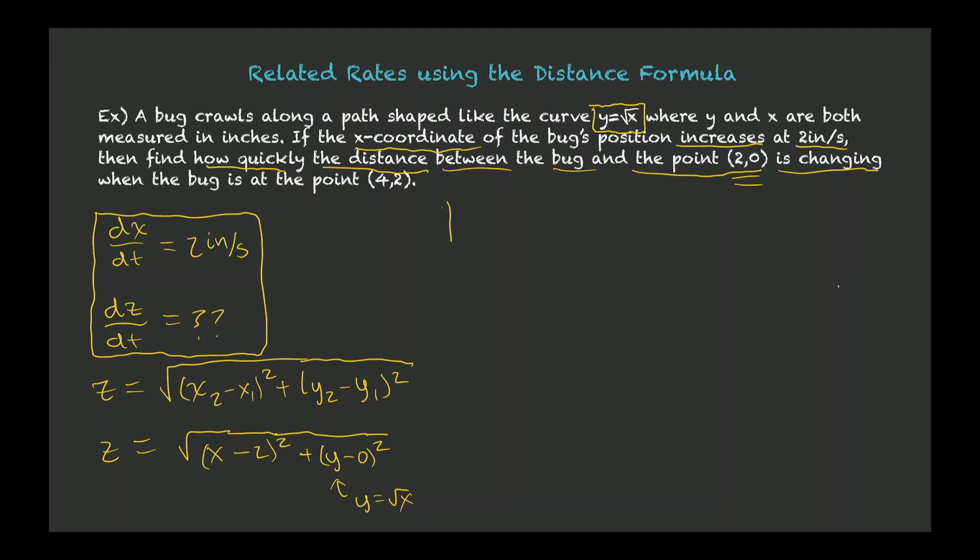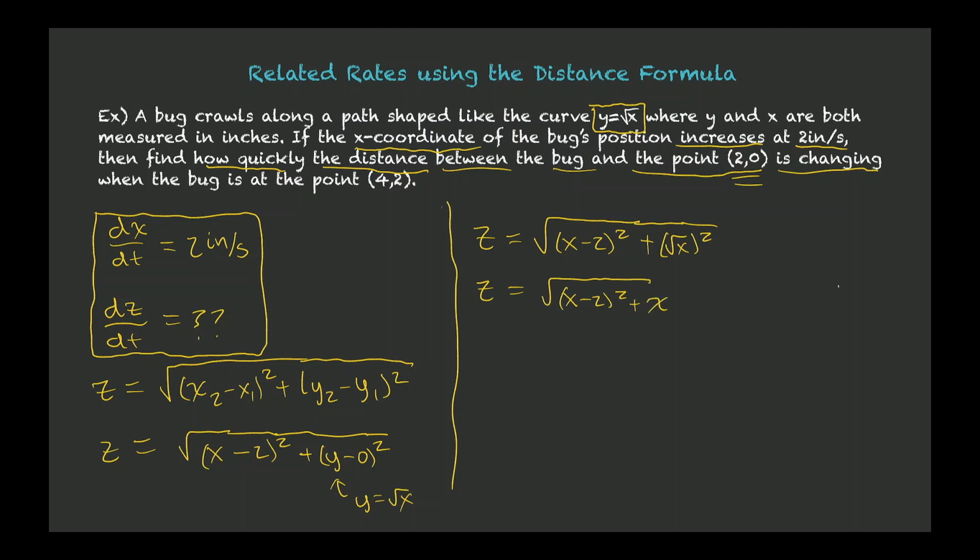So we plug that in, and we end up with z is equal to the square root of (x minus 2) all squared plus, when we plug in y equals the square root of x, the square root of x all squared. This all simplifies down to z is equal to the square root of (x minus 2) all squared plus x. So that's step number 2 in our key steps of doing a related rate problem.